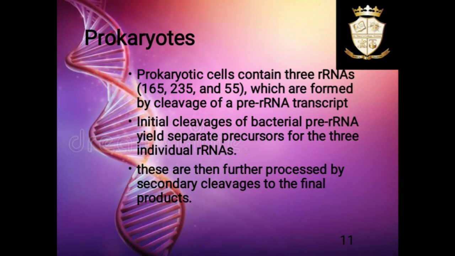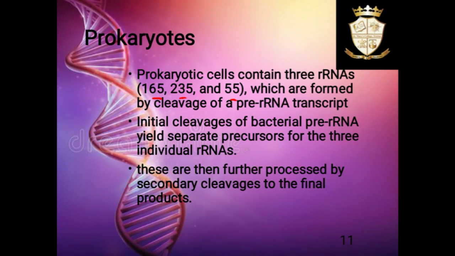In the case of prokaryotes, there are 3 rRNAs, that is 16S, 23S, and 5S, which are formed by the cleavage of the pre-rRNA transcript. The initial cleavage of the bacterial pre-rRNA yields separate precursors for the 3 individual rRNAs. These are further processed by secondary cleavage to give the final product. So the primary cleavage takes place, then the secondary cleavage, and we get the final product in prokaryotes.